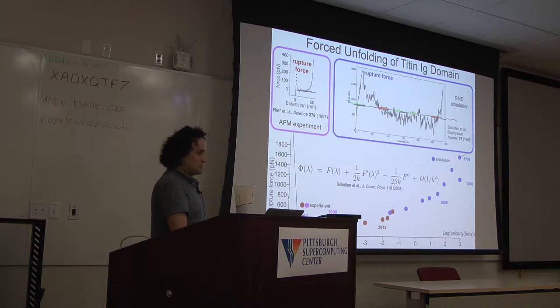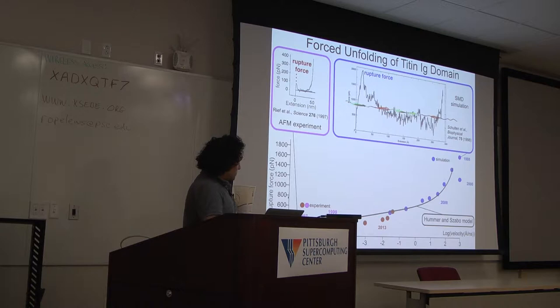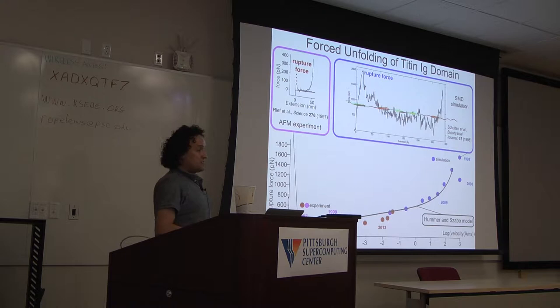We're starting to overlap. And what's more interesting is that this rupture force to velocity relationship was predicted by Hummer and Szabo. It's called the Hummer and Szabo model. And if you look at all the experimental data and the simulation data that we've been doing over the past 20 years now, you can see that we actually fit the Hummer and Szabo model pretty well. So this is a very nice example of where the experiments were in 1997, where the simulations were in 1998, and how we collectively have been converging to studying the same processes and measuring the same things. And what is interesting is we agreed with the experiment.